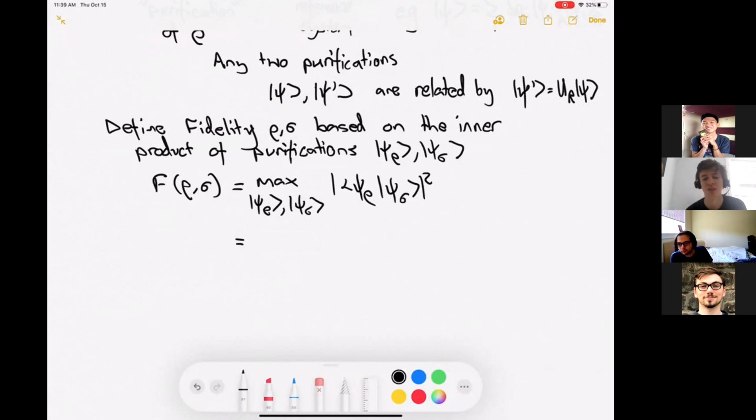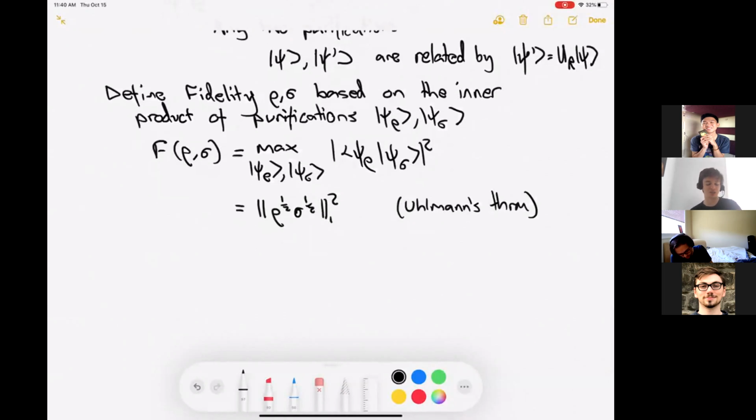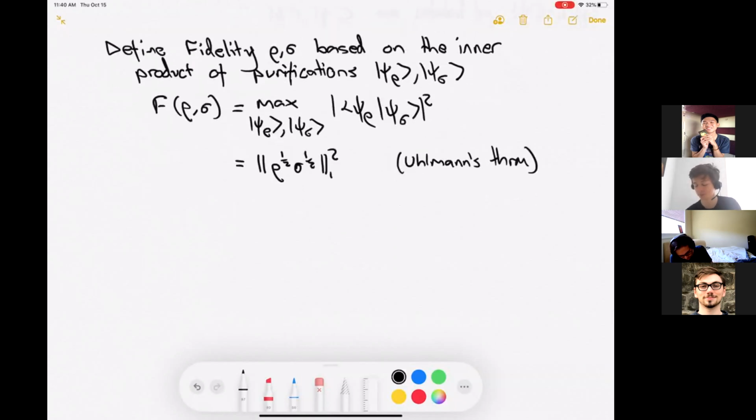Turns out, I'm not going to go into the details of the proof of this. You can look it up in Nielsen and Chuang or anywhere you like. This is actually also equal to a matrix 1-norm, just like the trace distance was. In this case, it's the square of the 1-norm of rho to the half times sigma to the half. Again, this is called Uhlmann's theorem. I'm going to skip the proof because it's not super enlightening. But the key point is that you can compute this thing without having to go out and maximize over all possible purifications. It has a nice, simple, explicit formula that you can prove gives the same answer.